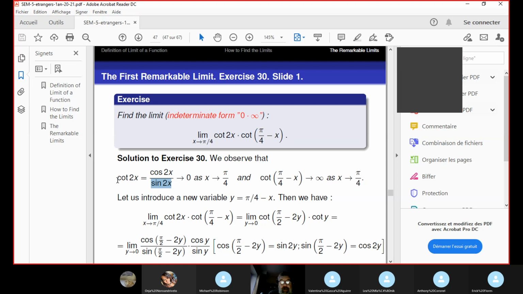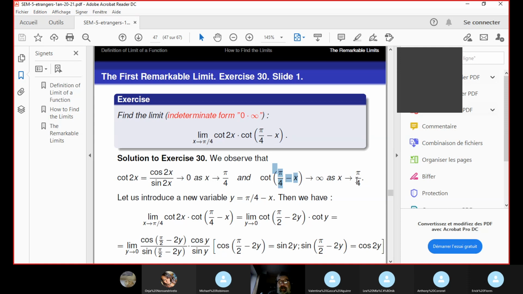Yes? By the definition of the function cotangent. Yes? So, same thing. If you want, it's the same thing by the definition of the cotangent, but the argument is more complicated, pi over 4 minus x, as x goes to pi over 4.